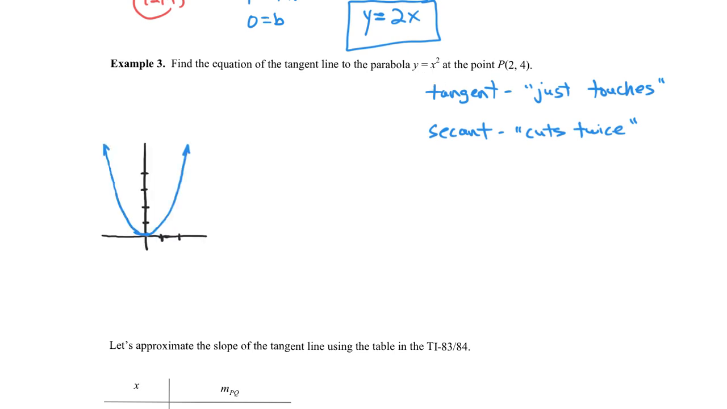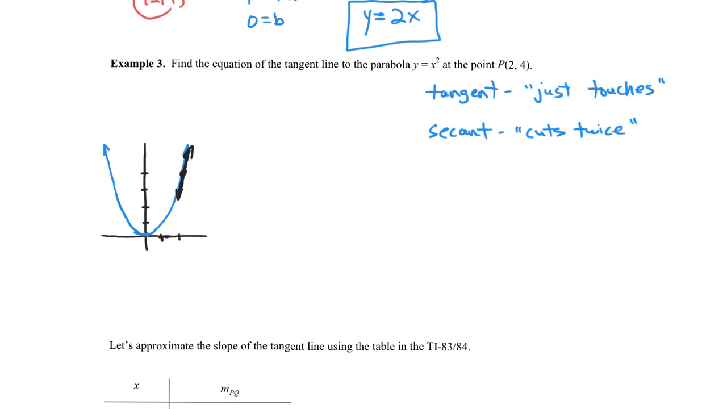Here is a picture of y equals x squared, a parabola we've all seen hundreds of times. And we want to find the equation of the tangent line to this parabola at the point (2, 4). So we've got this point right here, (2, 4). You want a tangent line at that point. Tangent, it just touches the curve. It's going to be a little bit tricky to draw, but I want a straight line just tangent to the curve right there.